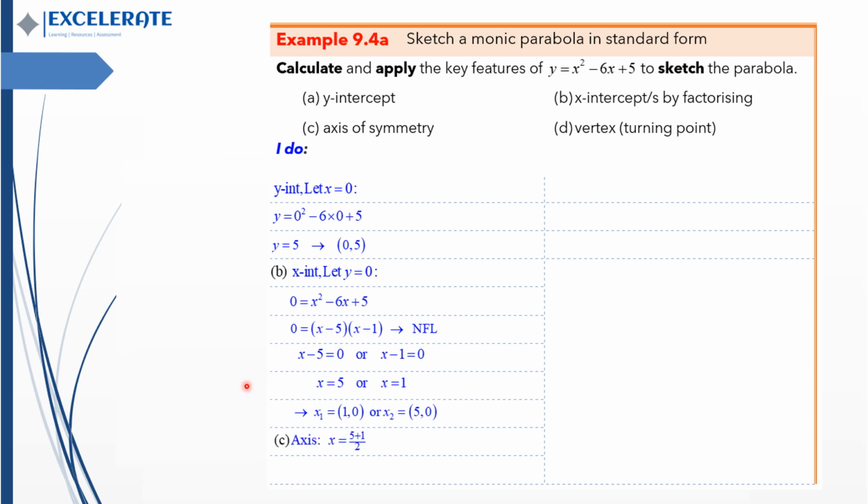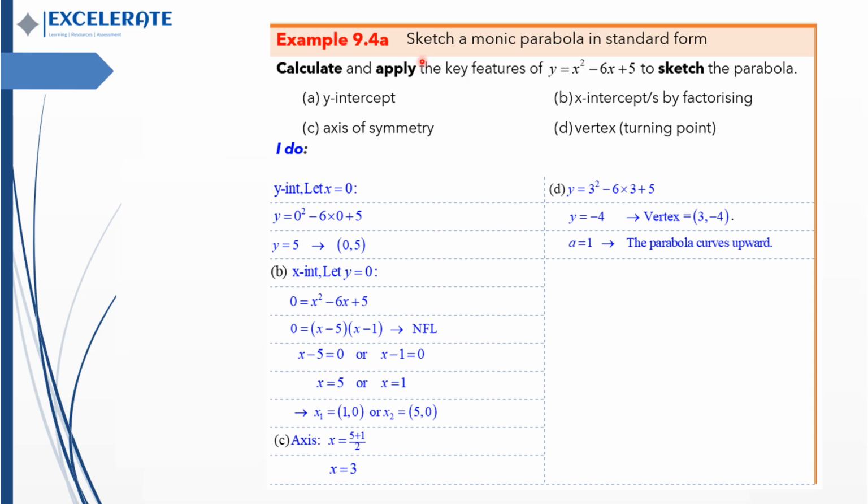The axis of symmetry is halfway between the two x-intercepts, so 5 plus 1 is 6, and half of 6 is 3. So the axis of symmetry is x equals 3. Now the vertex lies on the axis of symmetry, so I'm going to sub 3 into this equation. So subbing in 3, I end up with y equaling negative 4. So the vertex is 3 for x, and y equals negative 4.